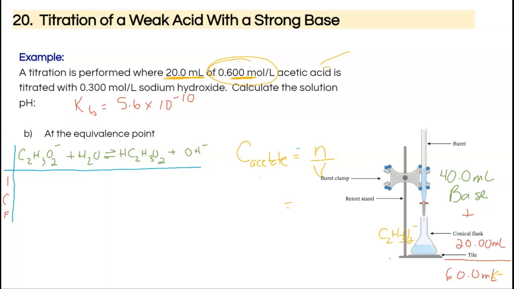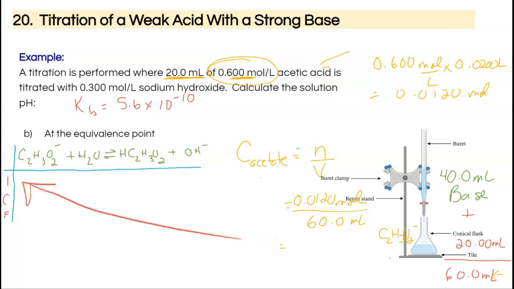And so we know that in 0.600 moles per liter, we have 20 milliliters of it, so 0.0200 liters, that's going to give us 0.0120 moles, right? And we did that calculation before, just showing you again. So we have 0.0120 moles of acetate divided by a new volume of 60 milliliters, and that's going to give me a concentration that's going to go in my ICE chart right here. And that ends up being 0.200 moles per liter.